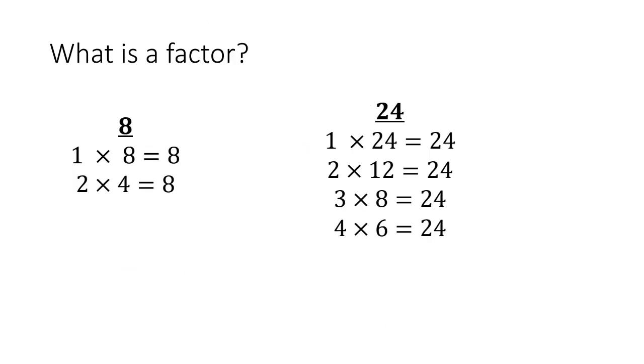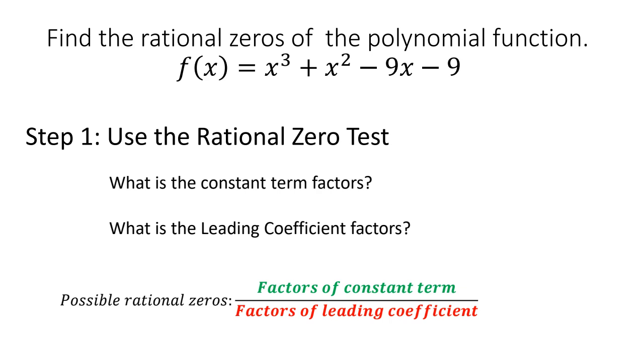Just to review, what is a factor? If you have the number 8, the factors are basically any numbers that you can multiply together to give you that 8. So 1 times 8 gives me an 8, and 2 times 4 gives me an 8. So the factors of 8 are 1, 2, 4, and 8. For 24, we have 1 times 24, 2 times 12, 3 times 8, 4 times 6, and those are your factors. So if we look at this example, my constant term is negative 9.